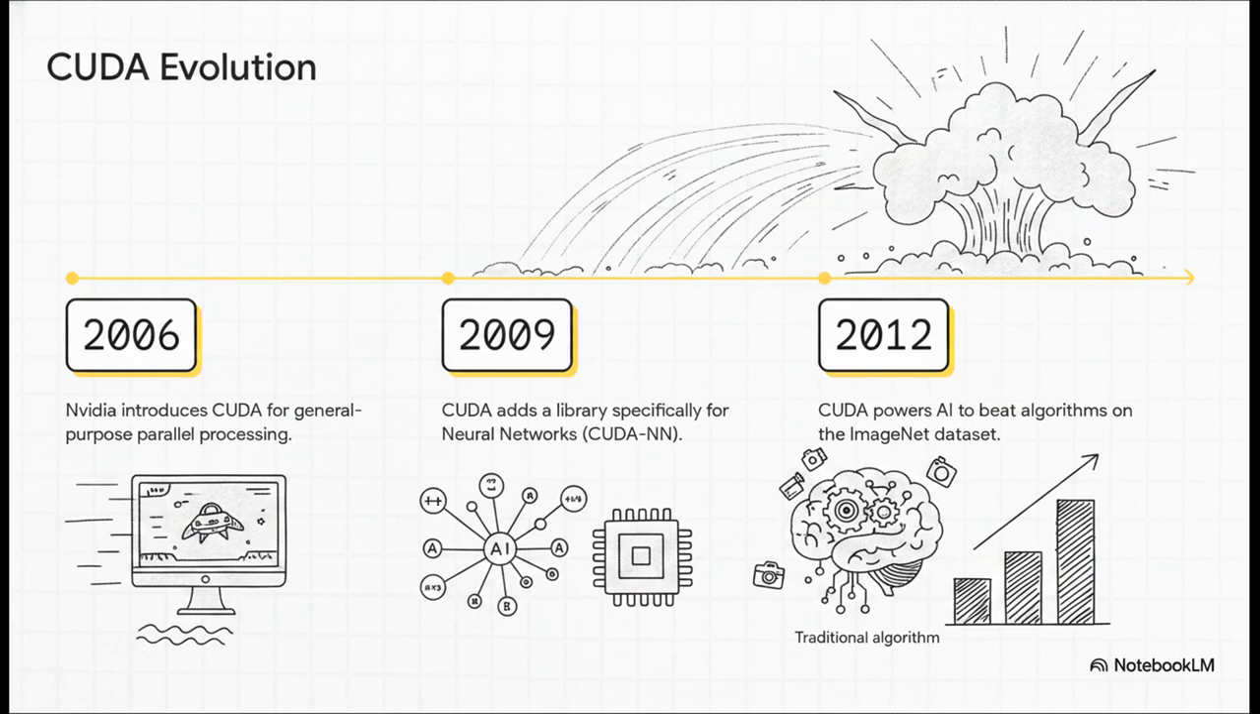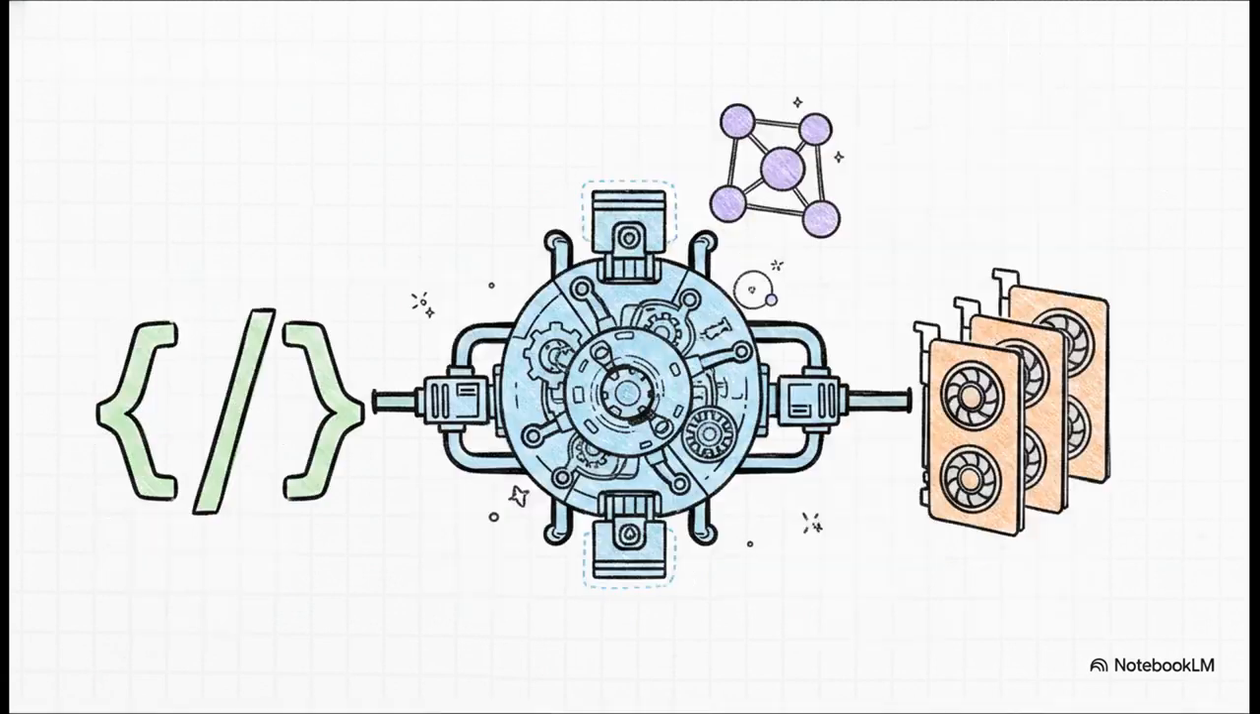And then came 2012. CUDA powered an AI model on the ImageNet dataset that absolutely crushed traditional algorithms, jumping accuracy from 72% to 84%. This wasn't just some incremental software update. This was a watershed moment in human history. It proved definitively that GPUs were the undisputed future of machine learning. And that's why today, CUDA is the dominant standard.